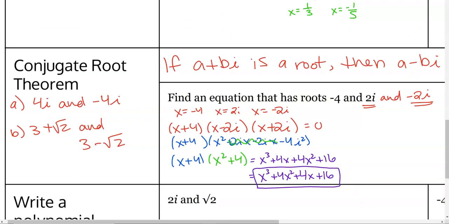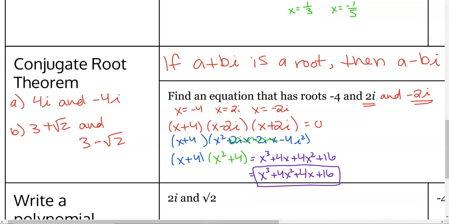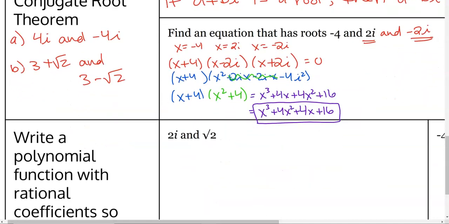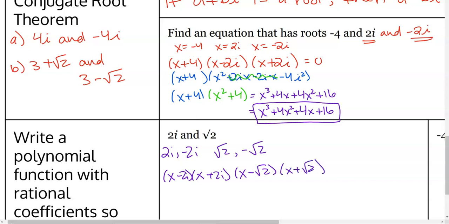What's up? Yeah. Jude asks, is this one going to have 4? The answer is yes, because this is 2i and negative 2i. This is square root of 2 and negative square root of 2. So this is x minus 2i, plus 2i. This is minus square root 2. This is plus square root 2. When that goes back in the parentheses, it changes its sign. That's an ugly 2, like that.